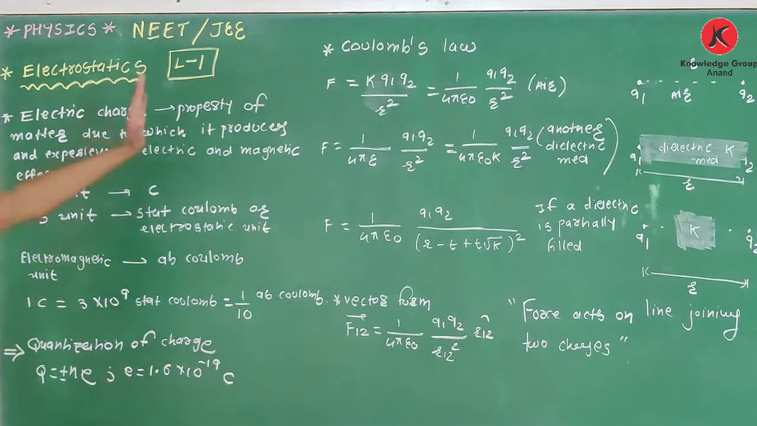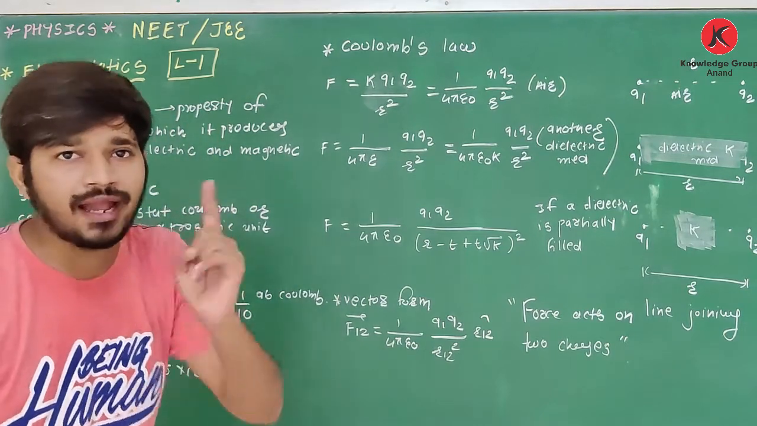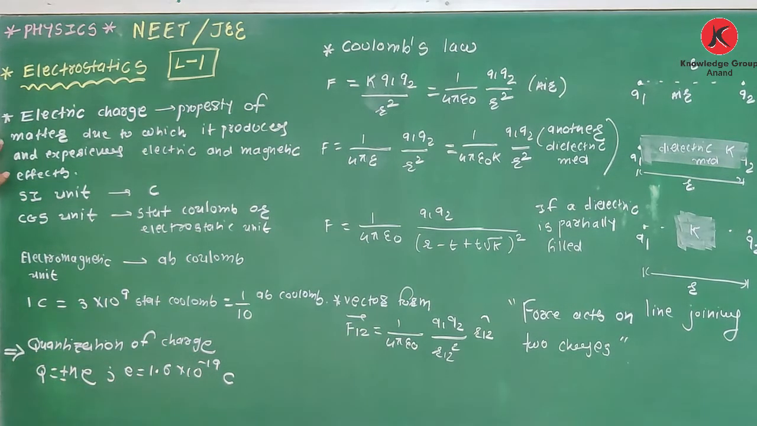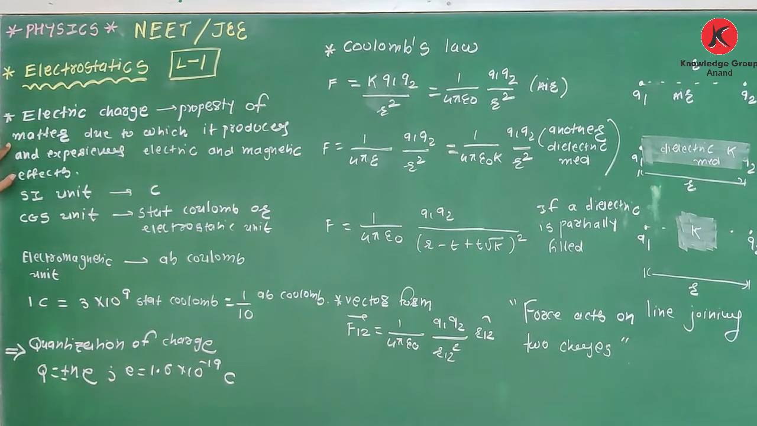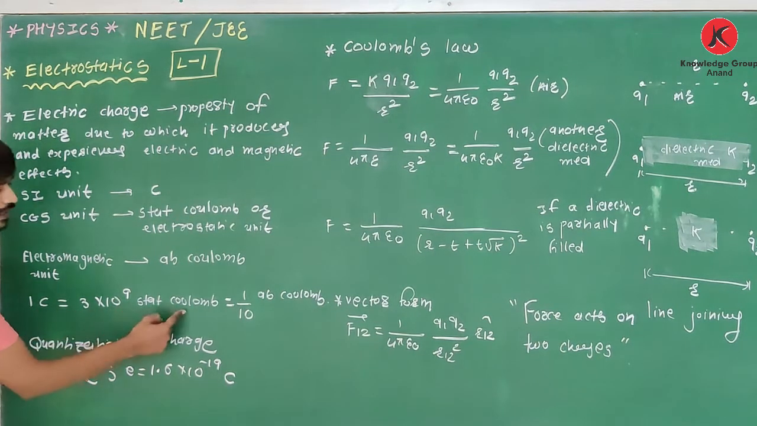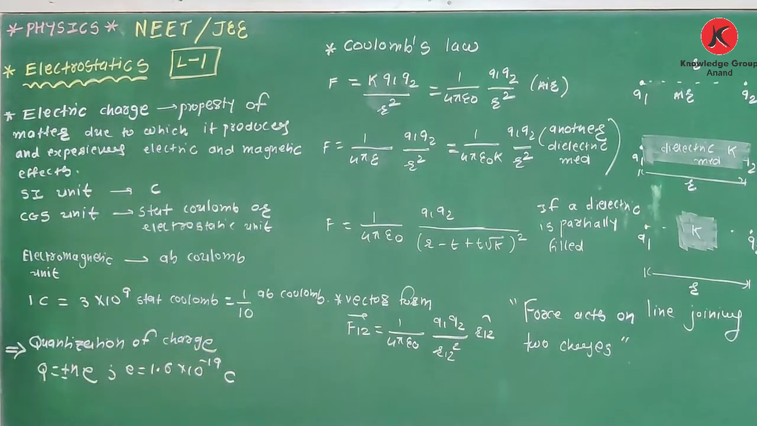Yes, it is a quick revision to solve some MCQs. Electric charge is a property of matter due to which it produces and experiences electric and magnetic effects. The SI unit of charge is coulomb, its CGS unit is statcoulomb or electrostatic unit, and its electromagnetic unit is abcoulomb. What is the relation between them? 1 coulomb is equal to 3 into 10 raised to 9 statcoulomb, which is equal to 1 upon 10 abcoulomb.